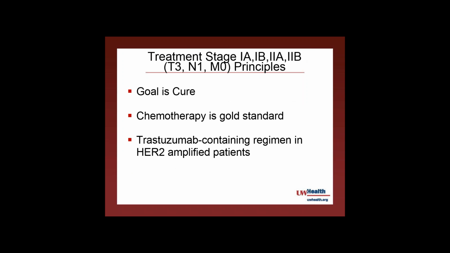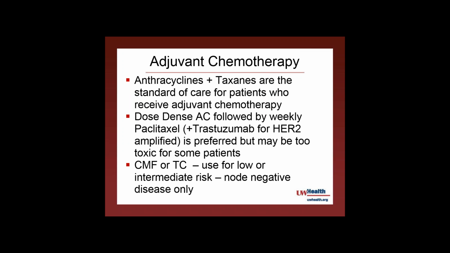The goal of treatment for early stage disease, that's 1A, 1B, 2A, 2B, is cure. Chemotherapy is the gold standard, and trastuzumab-containing regimens are required in patients that are HER2 amplified. So adjuvant chemotherapy, and if it's a large tumor, we are now seeing a lot more neoadjuvant chemotherapy given so that they can do breast-conserving surgery, and then they complete that therapy post-surgery, a course that would have always been adjuvant therapy. So sometimes you give adjuvant therapy a little bit before, do the surgery, and complete it after.